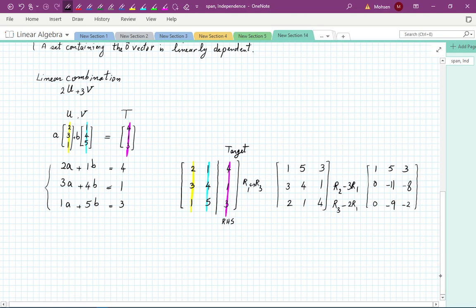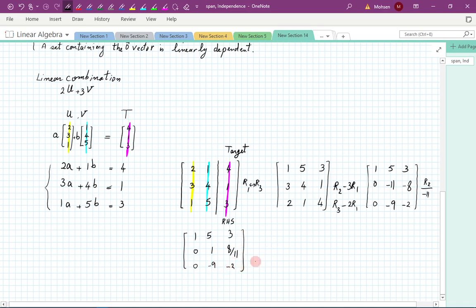Okay, now our numbers are gradually becoming unfriendly, but that's fine. I'll go ahead and make this into a 1, so I'll have 1, 5, 3, 0, 1, and 8 over 11. So I take row 2 and divide it by its leading number to make it be 1. That's a little bit easier to work with. Then we have 0, minus 9, and minus 2.